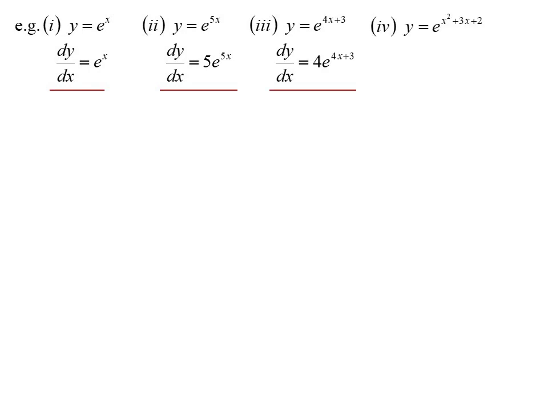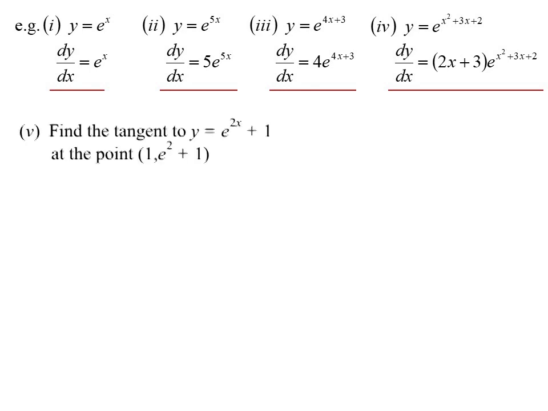It doesn't have to be a linear function. I've got a quadratic this time. Differentiate that quadratic, we get 2x plus 3. So it becomes 2x plus 3 times e to the x squared plus 3x plus 2. The power does not change. And now if I've got this sort of question, find the tangent to this curve, y equals e to the 2x plus 1, at the point 1, and the exact value for the y would be e squared plus 1.